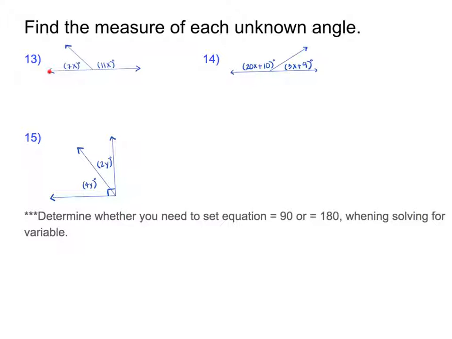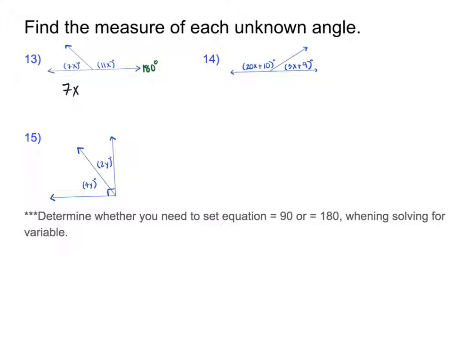When you're looking at this graph here, notice how it's a straight line. When I add up these two angles, what angle should I get? If you thought 180, you're correct, because it's a straight line. So when you add up these two angles, you should get 180 degrees. That means if I add 7x with 11x, I should get 180. So let's set that up like an algebraic problem.